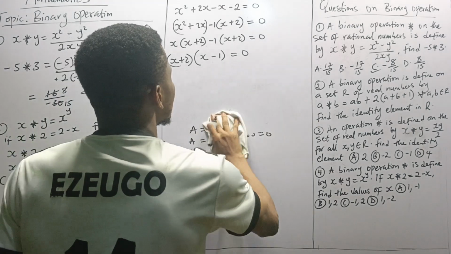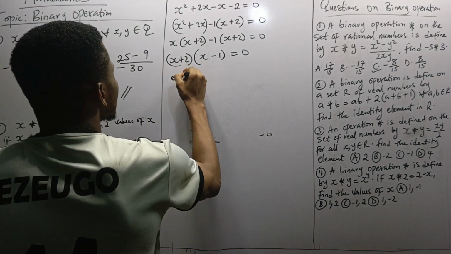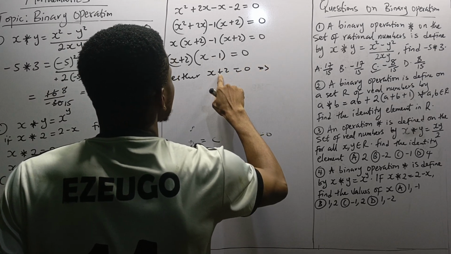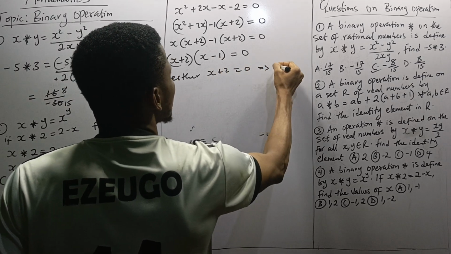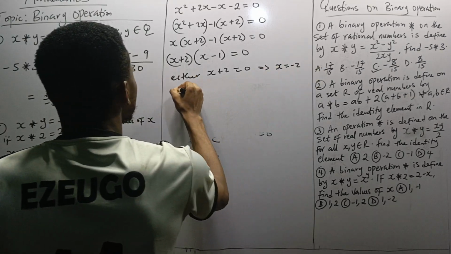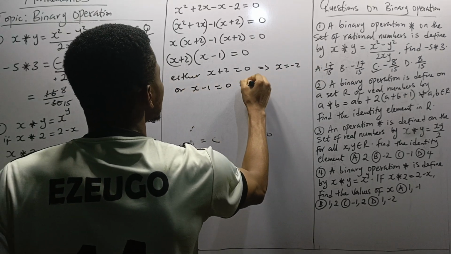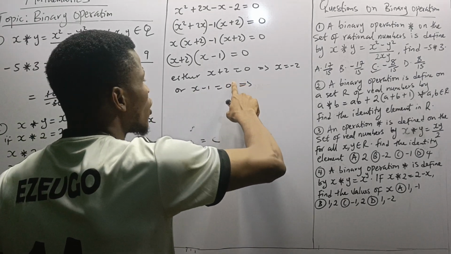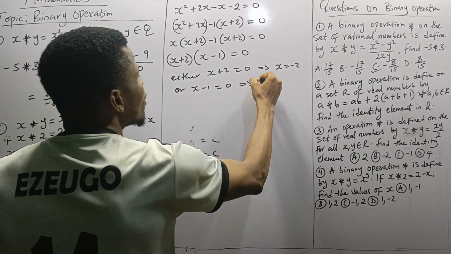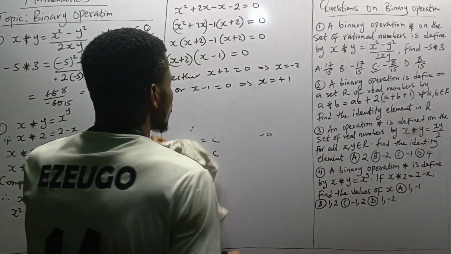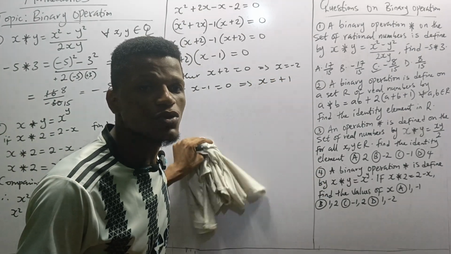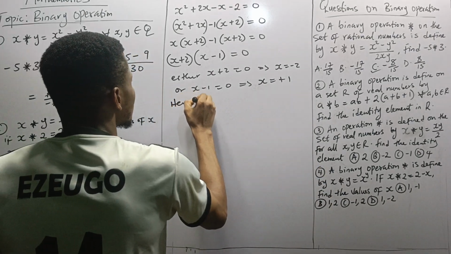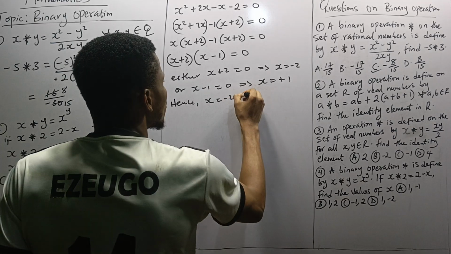So we assume in any of the cases, so either x plus 2 equals to 0. So in that case, if you make x the subject of the formula, plus 2 crosses over and becomes minus 2. So we have x is minus 2, or x minus 1 equals to 0. So if we make x the subject of the formula, minus 1 we cross over, or we add 1 to both sides, then we have x to be what? Positive 1. So for more clarification on how to solve quadratic equation, watch my videos on quadratic equation. So hence, x equals negative 2 or positive 1.